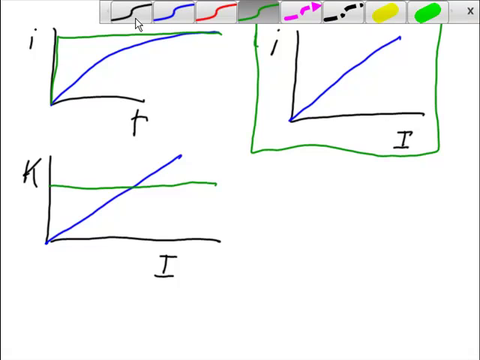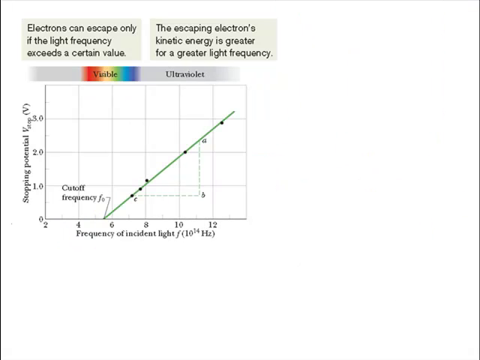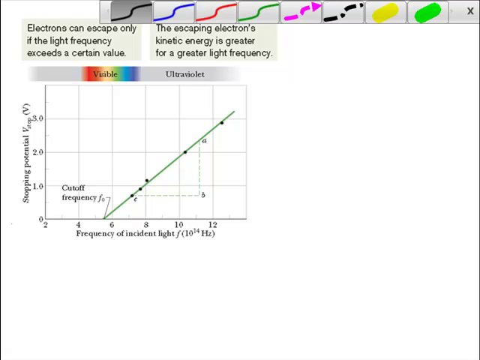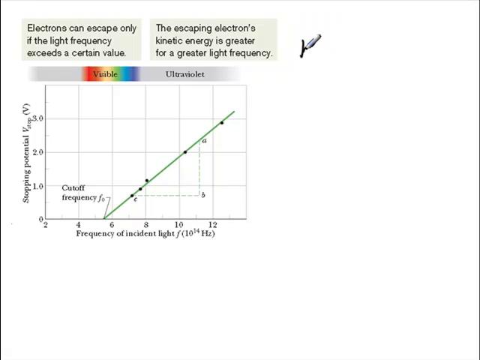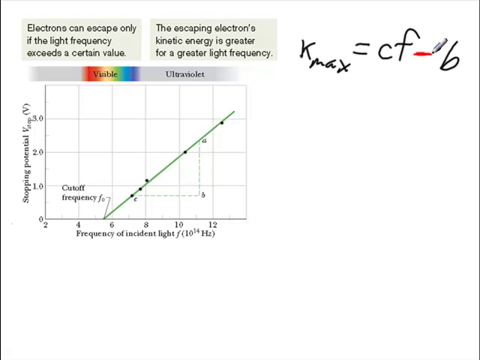But perhaps the most surprising is what happens when we plot the maximum kinetic energy versus the frequency. We would expect no correlation whatsoever. And yet, we get a linear relationship. What we find is that the maximum kinetic energy is equal to some constant times the frequency plus some other constant. Actually, if I'm going to plot it this way, I should make this a minus. We actually normally plot it slightly different.